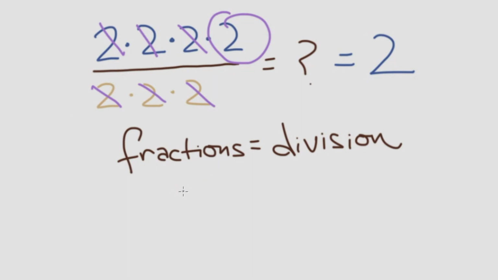But I want to call your attention to the fact that we have 2 to the power of 4 on top in blue, and 2 to the power of 3 on the bottom in this tan color. And we have 2 to the power of 1 on the side as well, because 2 by itself is 2 to the power of 1. It's no accident that when the base is the same and you're dividing, you can simply subtract the exponents. Notice how I'm subtracting the 4 minus 3 to get 1.